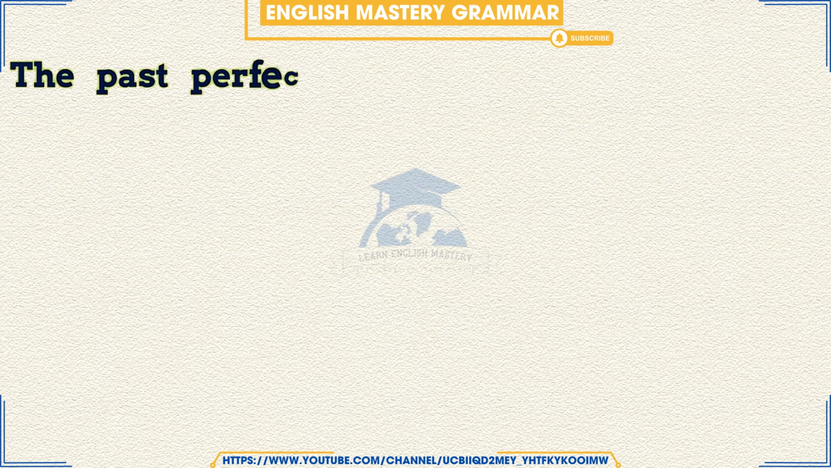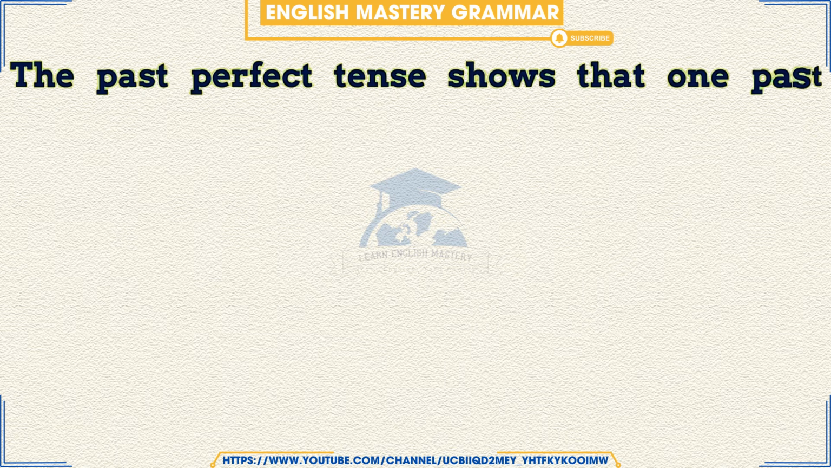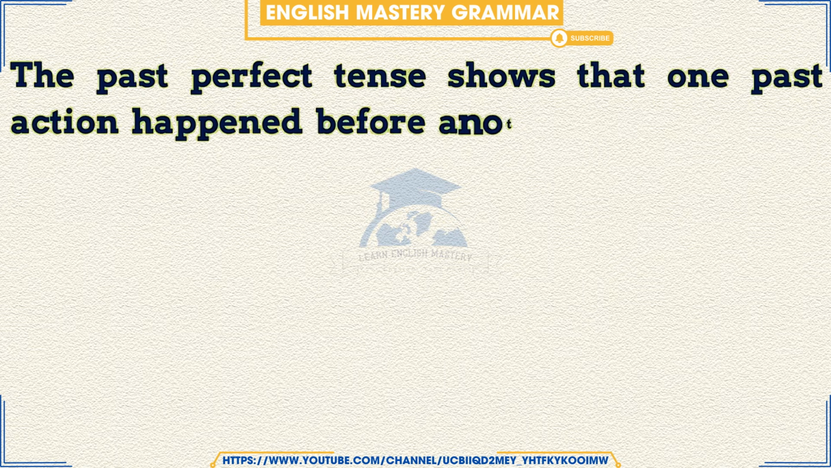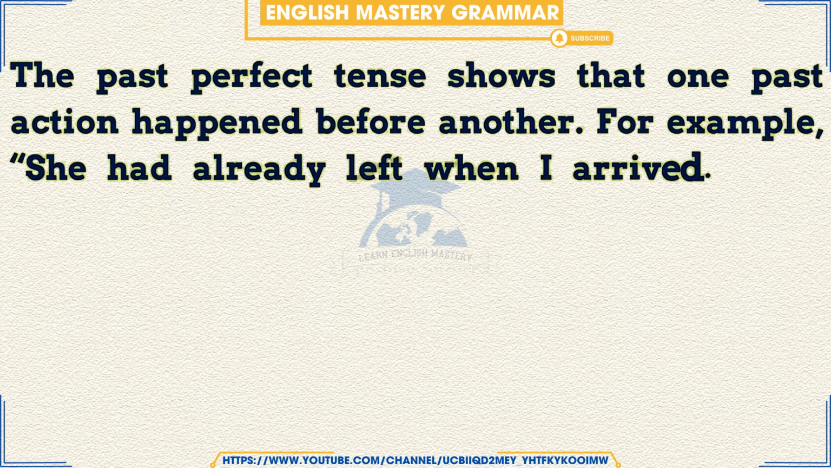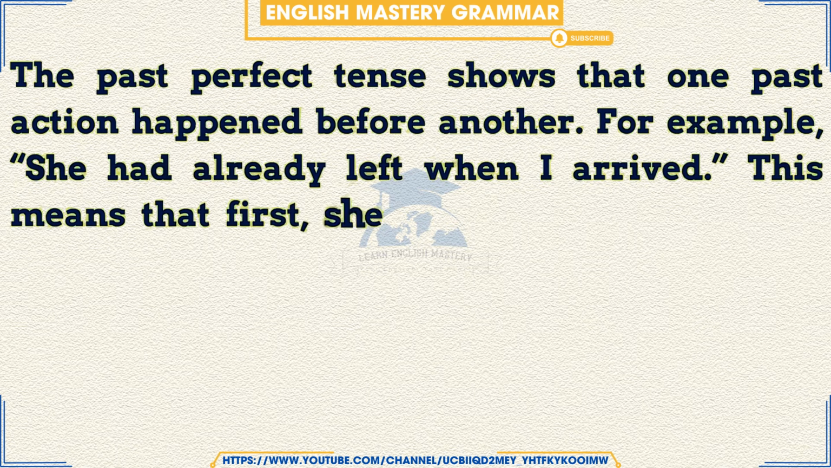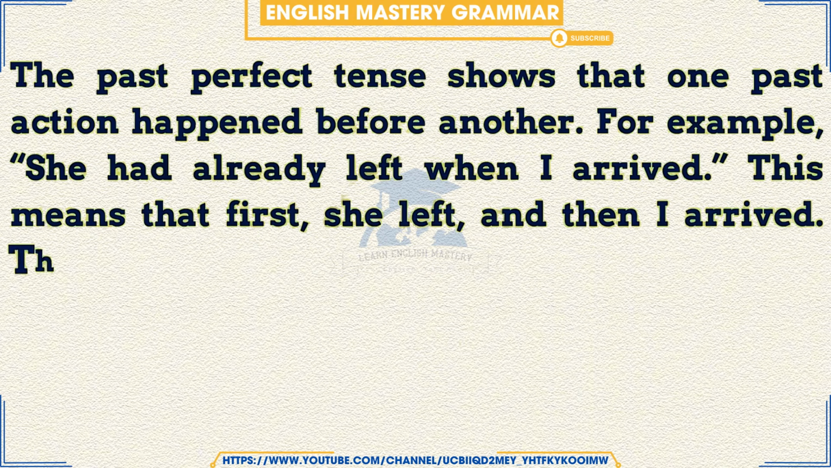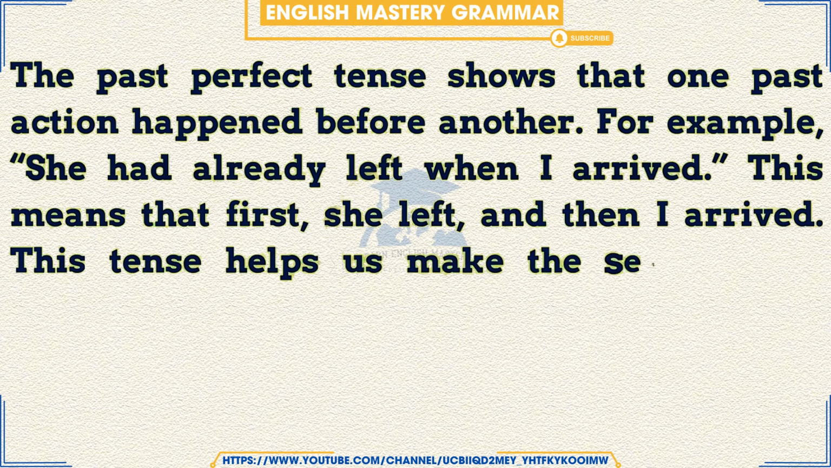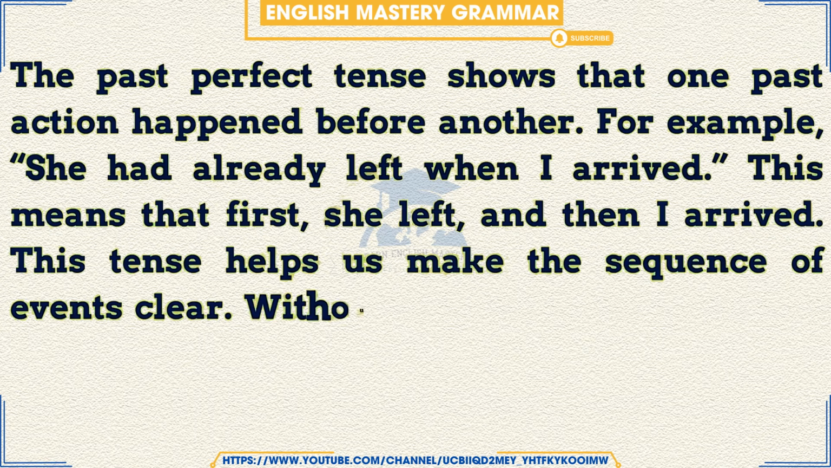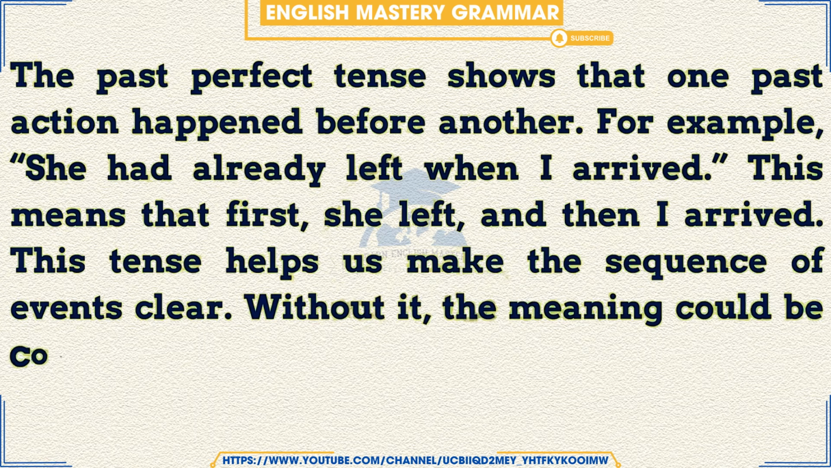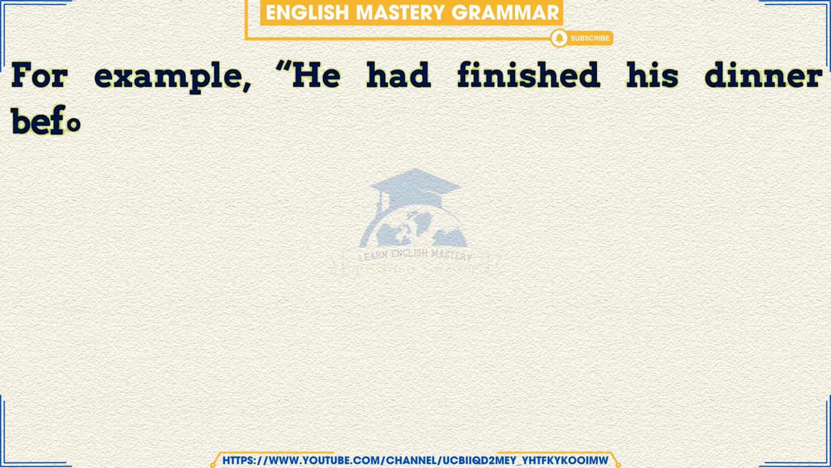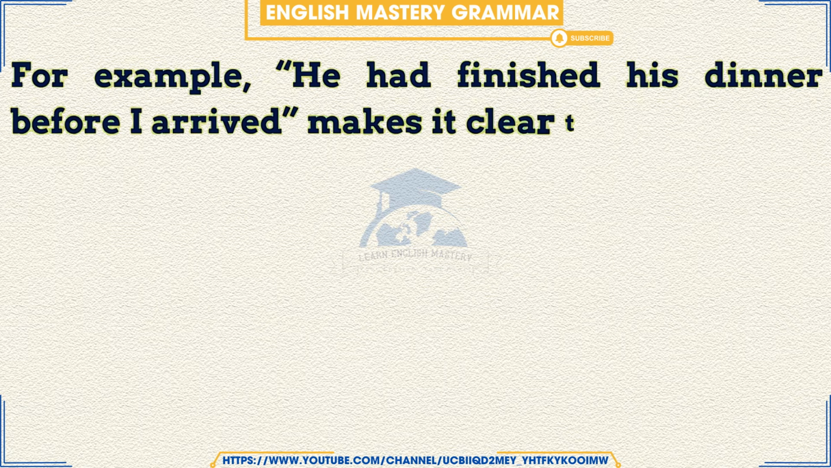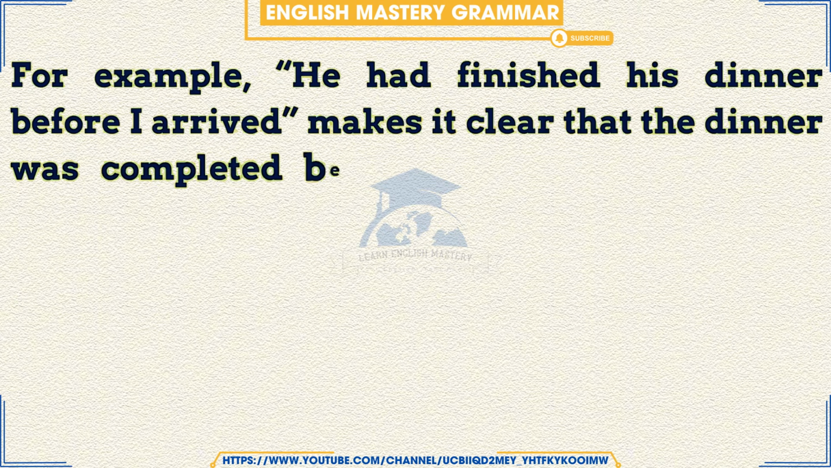The past perfect tense shows that one past action happened before another. For example, "She had already left when I arrived." This means that first she left and then I arrived. This tense helps us make the sequence of events clear. Without it, the meaning could be confusing. For example, "He had finished his dinner before I arrived" makes it clear that the dinner was completed before my arrival.